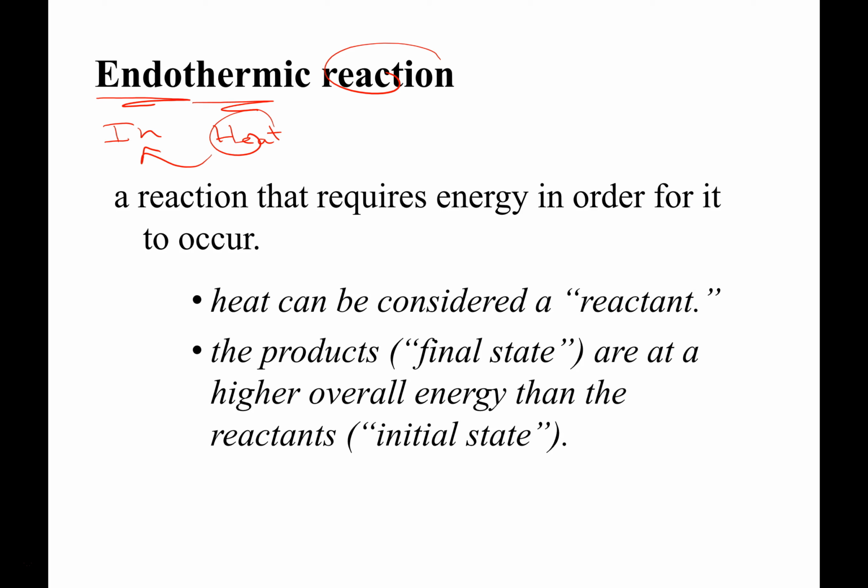And I have an energy diagram to show you here in a minute. This could be time along the x-axis and energy along the y-axis. In this case, the final state, the products, are at a higher energy than the initial state. So this would be our reactants, energy in, and this is our products. Okay, so this is the energy diagram of an endothermic reaction.